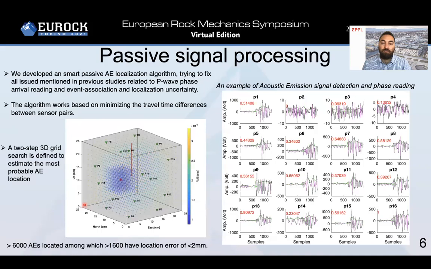We developed a passive monitoring algorithm that processes the passive data, reads the P-wave arrivals, and associates the correlated signals as potential events. Using a two-step 3D search, we look for the most probable hypocenter location for the acoustic emissions. Using this technique for the 3 minutes of data recognized as the fracture duration, we were able to locate over 6,000 acoustic emissions, of which about 1,600 had a location error of less than 2 millimeters.